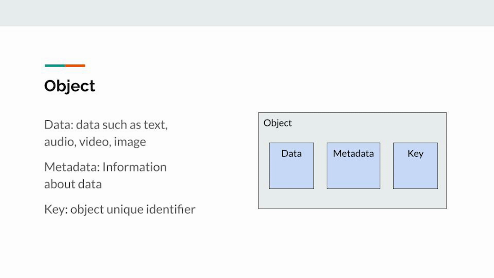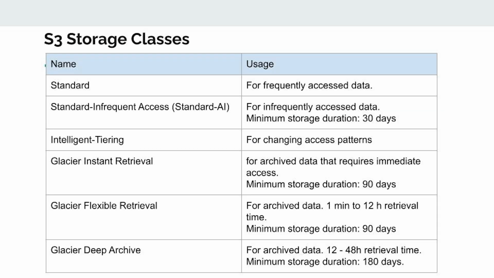The maximum file size for an object in Amazon S3 is 5 terabytes. Objects can have versions. Next, we are going to talk about S3 storage classes. S3 has multiple storage classes. I will go over the most important classes. First, let's list all the class names. Standard, standard infrequent access, intelligent tiering, Glacier instant retrieval, Glacier flexible retrieval, Glacier deep archive.